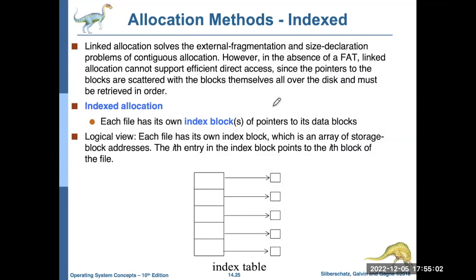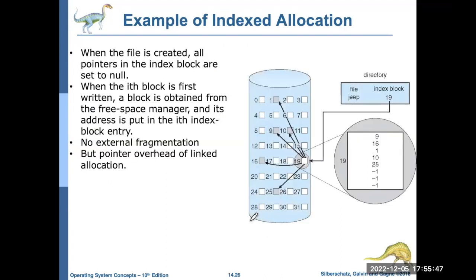Now the third allocation method is called the indexed allocation method, where each file has its own index of pointers to the data. So rather than keeping index pointers to the very first block and the end block, indexed allocation keeps track of all the blocks. Here, this is basically a block which is used to point to all the blocks. It will have addresses of all the blocks which are used for a particular file. So this is a logical view of indexed allocation.